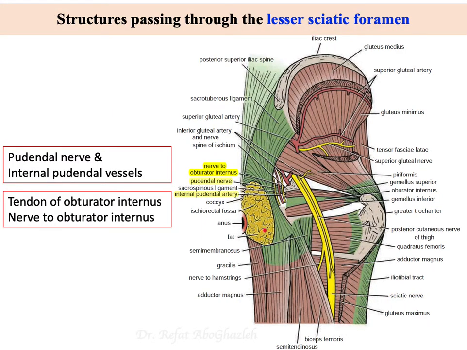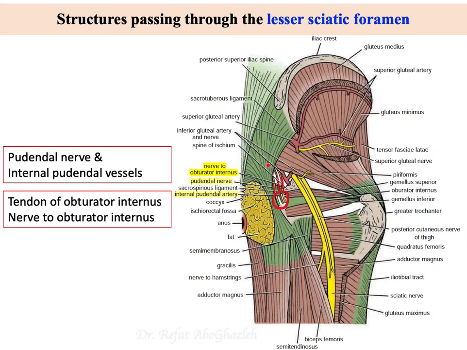But now the easier one, which is the lesser sciatic foramen. Very simple. Before I erase it, you remember these three structures: the pudendal nerve, the internal pudendal vessels, and the nerve to obturator internus. These structures exit the greater sciatic foramen and get again into the lesser sciatic foramen.